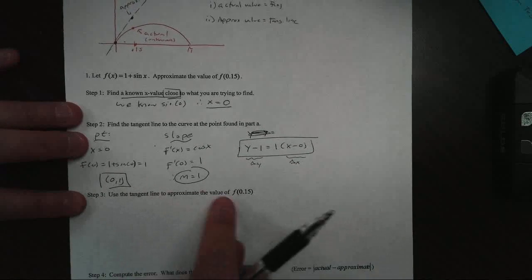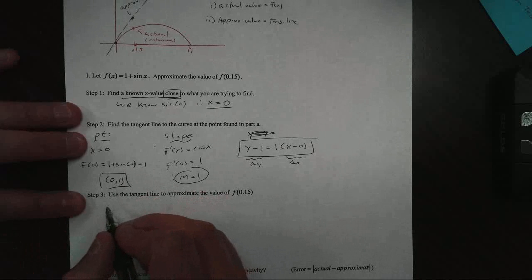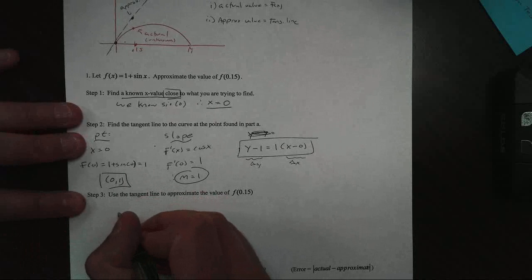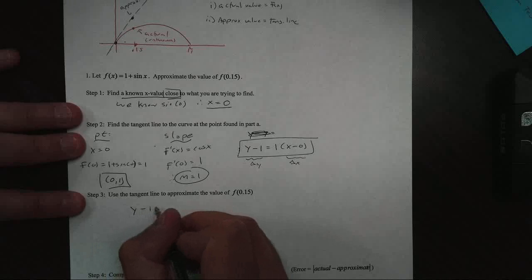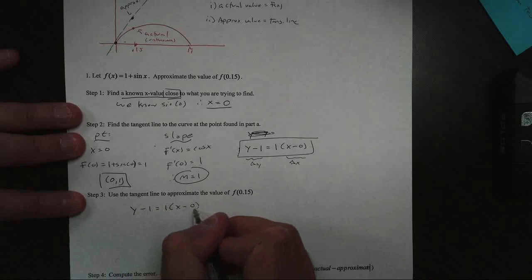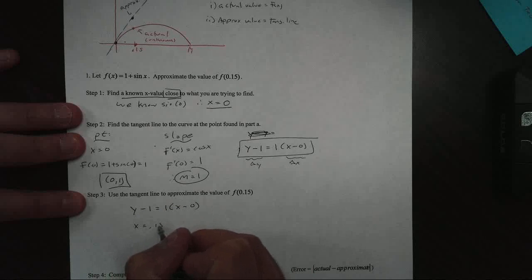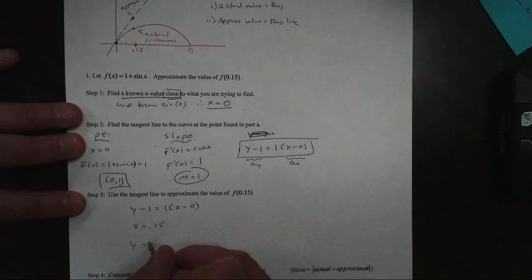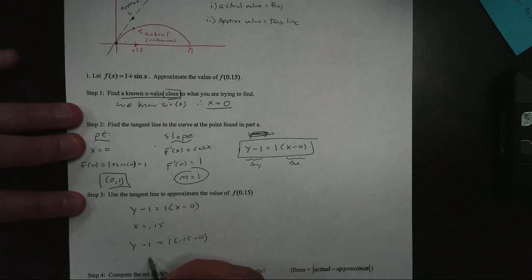Next, we use the tangent line to approximate the value. So here's what we do. I know y minus 1 equals 1 times x minus 0, and now I let x equal 0.15, and I just plug it in. y minus 1 equals 0.15 minus 0, and if you solve, you get about, it's an approximation, 1.15.